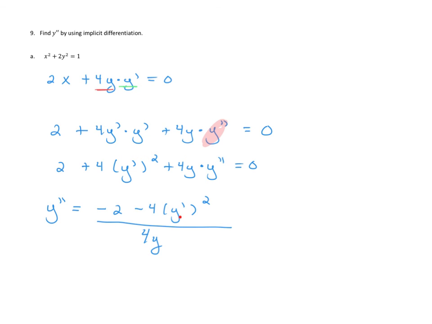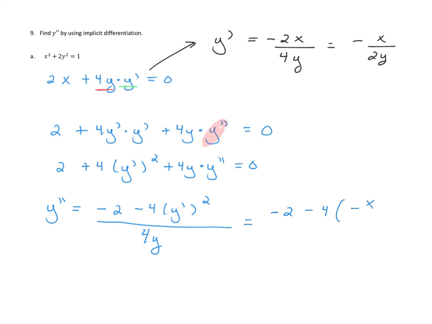I'd like to write my answer without referencing the first derivative. I'm going to go back to this equation. I'm going to solve it for y prime. Let's see, I get negative 2x over 4y, which can be simplified to negative x over 2y. And I'm going to put that in place of this y prime. I get negative 2 minus 4 times negative x over 2y squared, all over 4y.